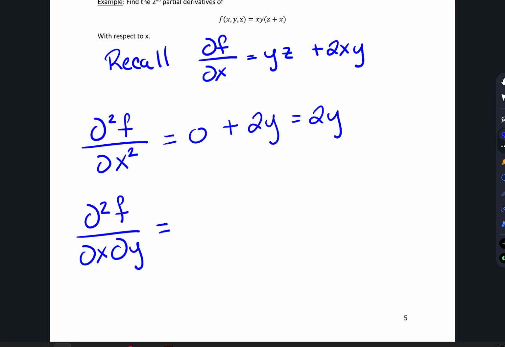Looking at the first term, we have yz. So z will be a constant, and taking the derivative of that with respect to y just gives us z. Plus, in the second term, our 2x is going to be the constant multiplied by y. Well, the derivative of that with respect to y is just going to be 2x.